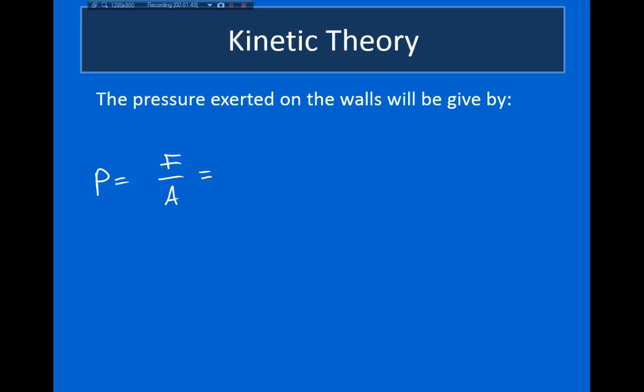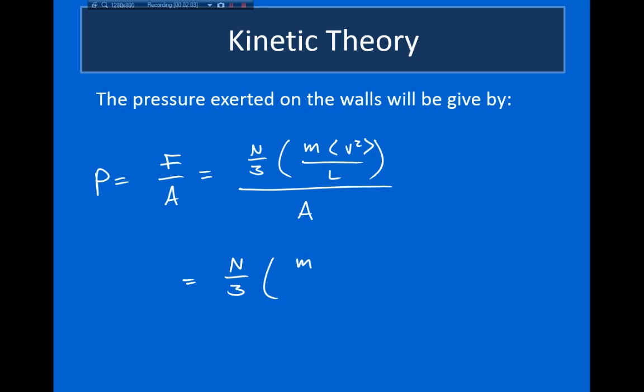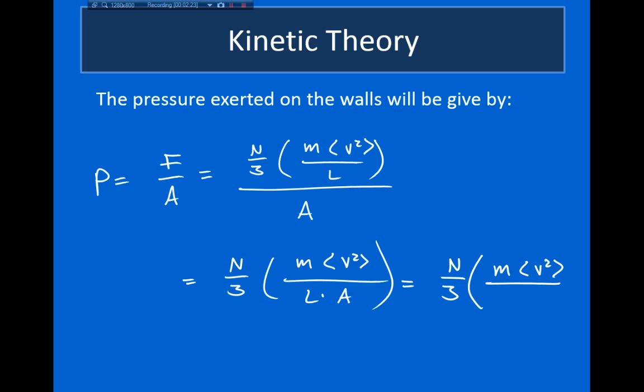So we found that the force is equal to N divided by 3 times mass times the average of the square of the velocity divided by the length of the container, and we're going to divide this by A. Now if we think about this, the length of the container times the area of the wall of the container is equal to the volume of the container. This thing in the bottom is equal to the volume of the container, so this is N divided by 3 times the mass of the particles times the average of the squares divided by the volume.